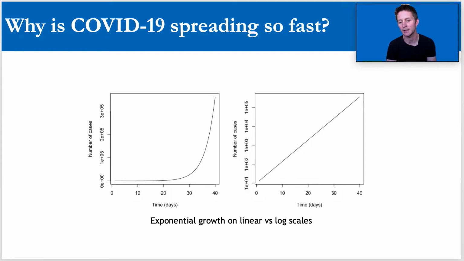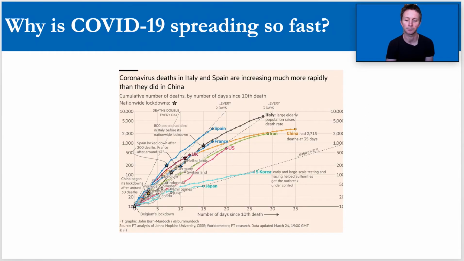What we can see then is when you view the data on a linear scale, you can see that there are very small numbers of cases early on, and then it shoots up at the end. When we view it on a log scale, on that right-hand graph, the y-axis is going up from 10 to 100 to 1,000 to 10,000 to 100,000, and we get a straight line. That's an important feature of exponential growth, that if you visualize it on a log scale, you'll get a straight line. This is really useful because we can get an easy estimate of growth rates. We can estimate the slope of that line, and that will tell us growth rates.